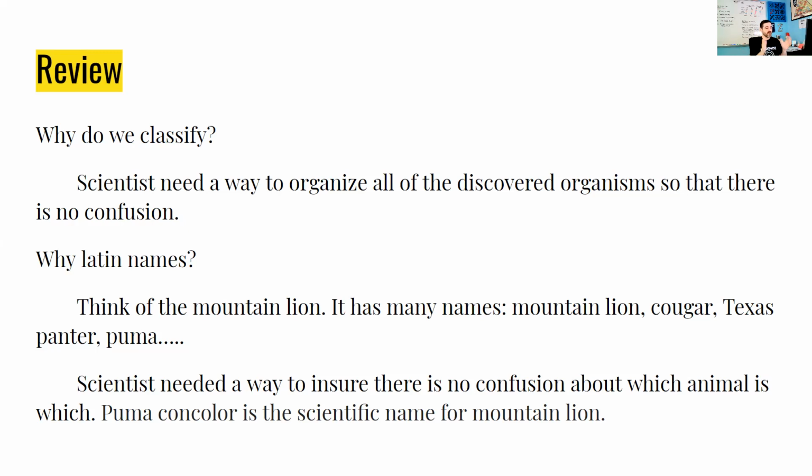But anyway, the goal here is to make sure that we're eliminating confusion and have a way of organizing these organisms. All right, so that's it for today.